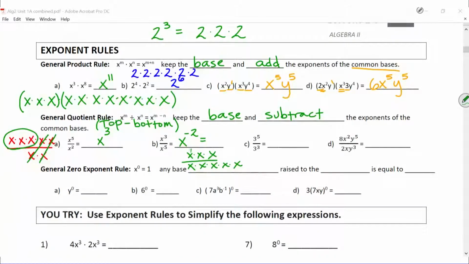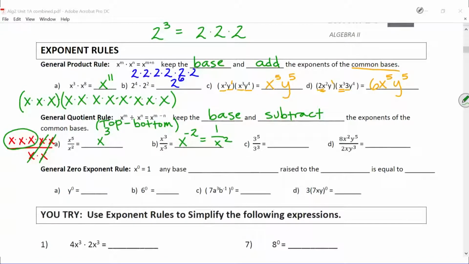I can cancel off 3 of them. I'm left with 2 in the denominator, right? In the denominator. So I have 1 over x squared is the other way to write this one. And that's exactly what the negative exponent means. So I think it helps us understand what negative exponents really mean. It means it's 1 over that base to the exponent.